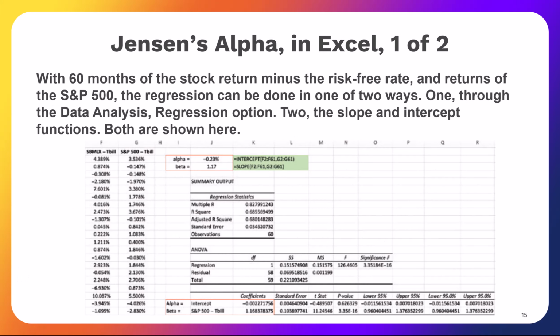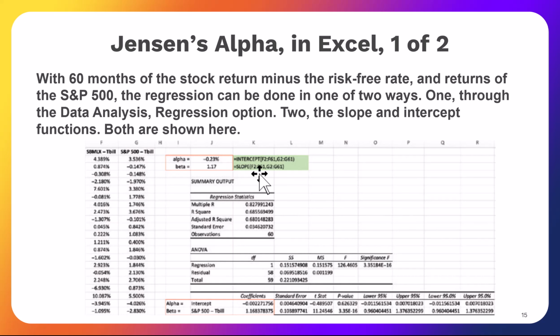So here is an example. We have 60 months of a stock. I don't know what stock this is, but it's the stock return minus the risk-free rate of return. And we compare that to the S&P 500 return minus the T-bill rate. This provides us the theoretical excess returns that we're interested in. Alpha isn't the risk-free return. Alpha is the measure of our ability to create value for the company.